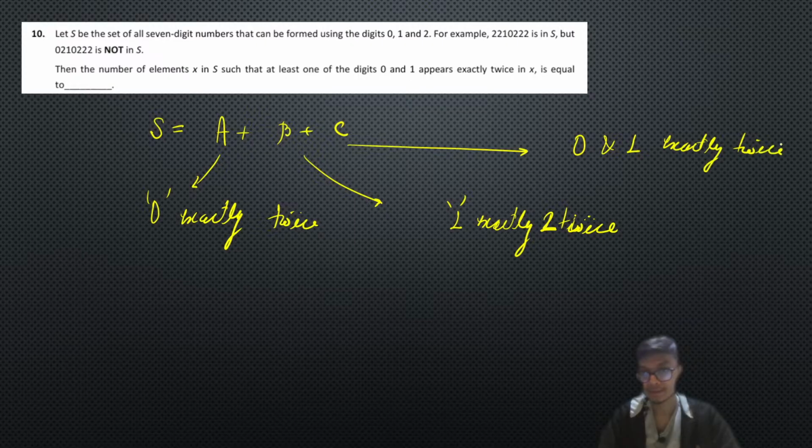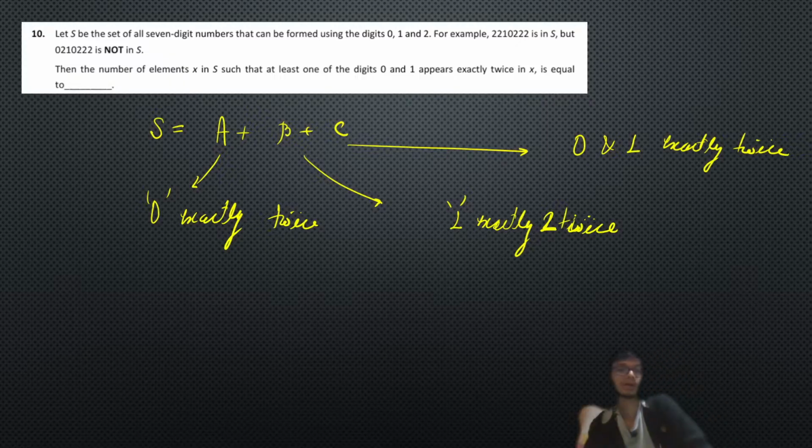Now why I'm doing it, it's very important to understand how I'm going about this. If I need to count the number of numbers that can be formed using the digits 0, 1 and 2, I have to figure it out.